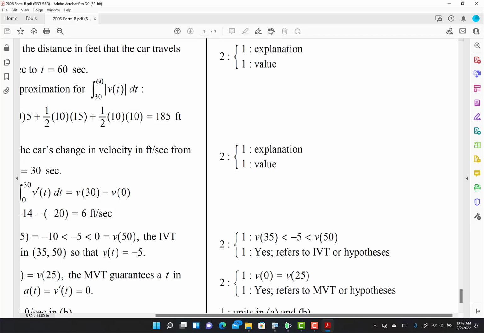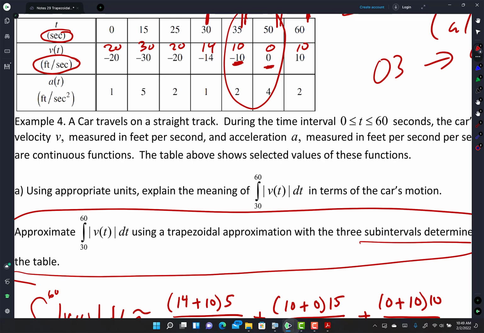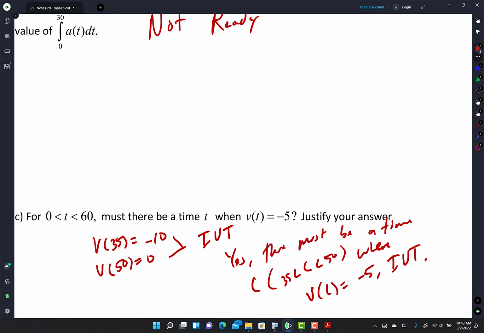How do we feel? Do we have to write it in the form that they have it? No. No, mine's full credit. Let's see, where is it? V of 35 is -10, V of 50 is 0. Yes, there must be a time C between 35 and 50 where V of C is -5, comma, IVT. That's full credit. That makes sense? Yes. Because I'm letting them know that I already figured out all that good stuff. How do we feel, guys?